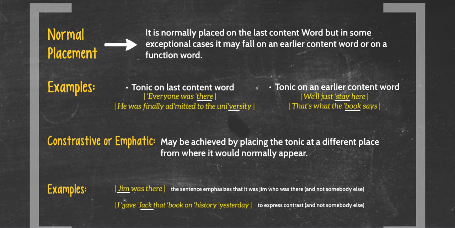Contrastive and emphatic placement puts the tonic in a different place from where it would normally appear. Examples: Jim was there. The sentence emphasizes that it was Jim who was there, not somebody else. I gave Jack that book on history yesterday. The sentence expresses contrast, that I gave Jack and not somebody else.